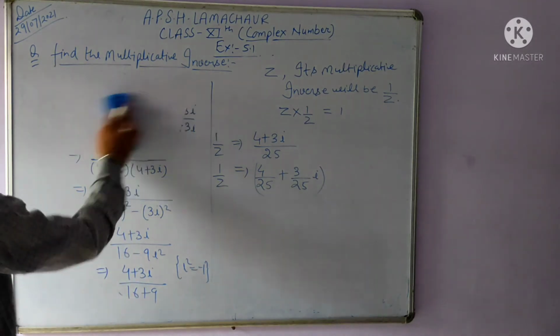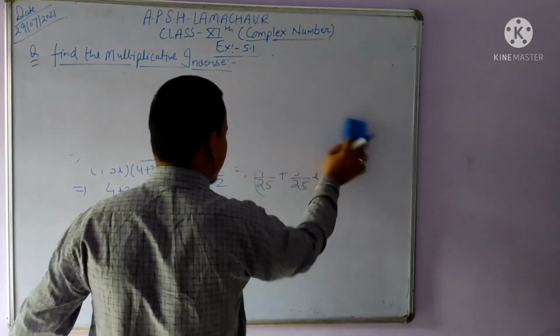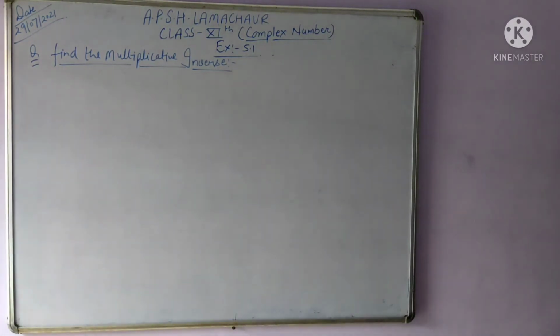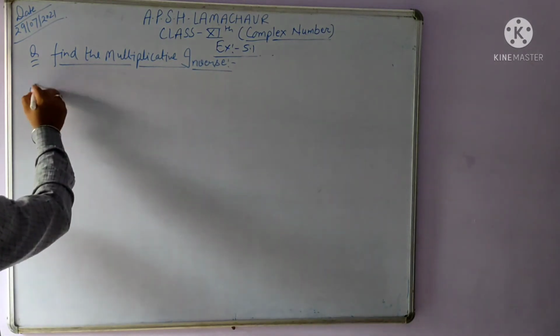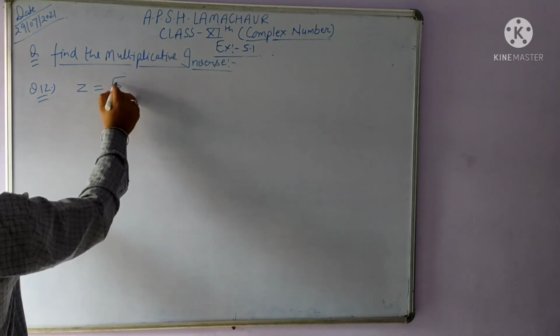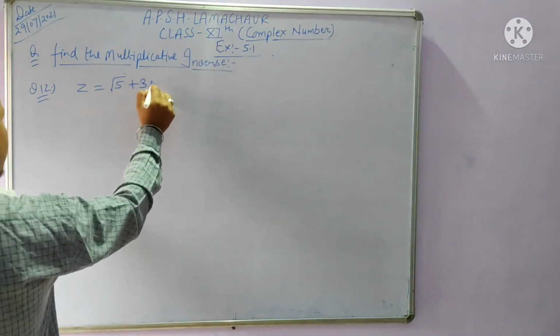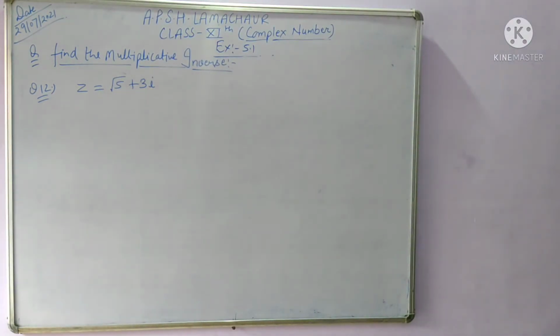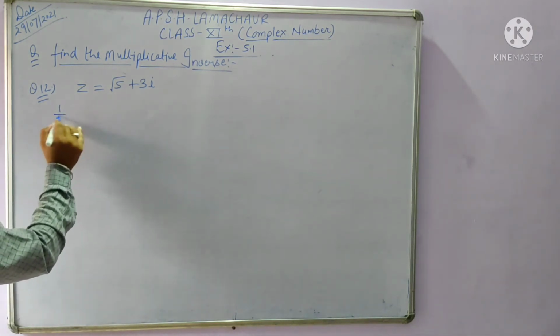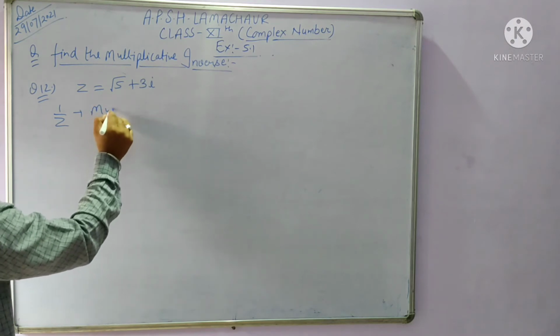Okay, see the next question now. I am taking one more question of the same kind. So now we have to find out the multiplicative inverse, question number 12, of z is equal to root 5 plus 3 times iota, and we have to find out the multiplicative inverse of root 5 plus 3i.